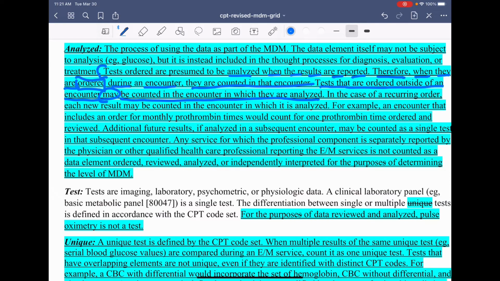When they come in on the 10th of March, the provider puts in his documentation that he reviewed that lipid panel and he makes his treatment decisions on the drugs and the therapy that the patient is going to get based on what those lab results say. Therefore, he should get credit for his analysis of data on that day.